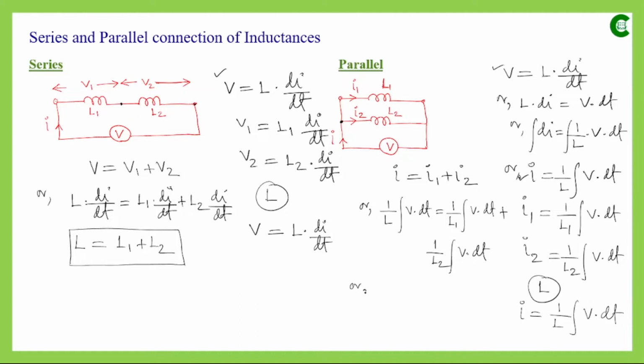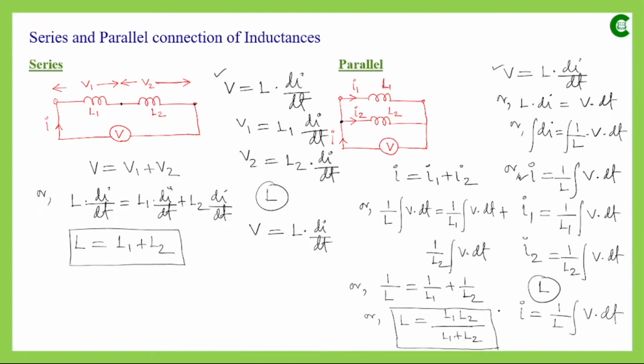So what will remain in our modified equation is 1 by L equal to 1 by L1 plus 1 by L2. Now if we simplify further, then L will be equal to L1 multiplied by L2 divided by L1 plus L2. So this is the formula of equivalent inductance when two inductors are connected in parallel.